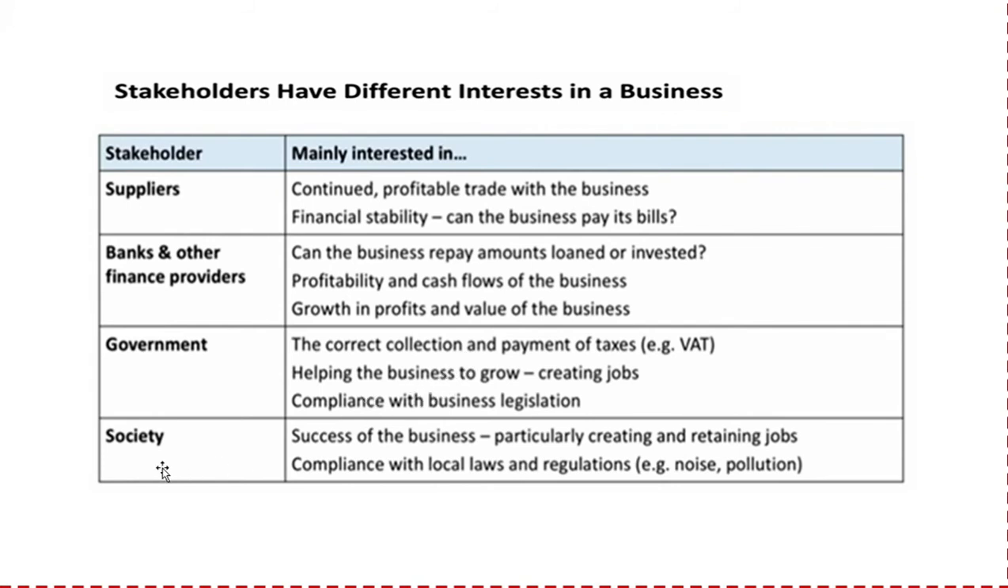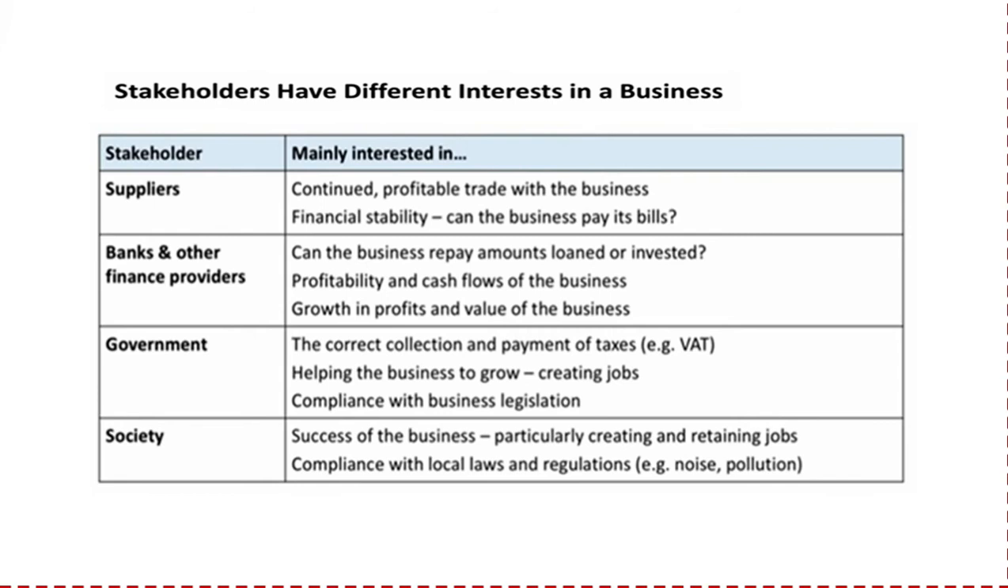And society as a whole has an interest in the success of the business, particularly creating and retaining jobs. Jobs are very important, and the corporation is the most important source of jobs in society. And at the same time, society demands the corporation to comply with local laws and regulations, for example, noise pollution, etc.